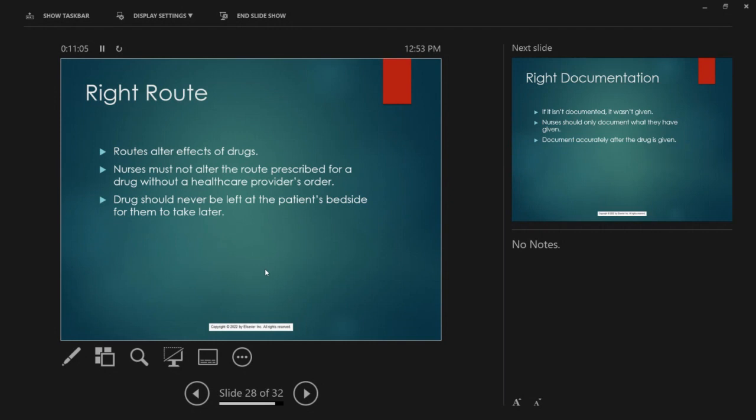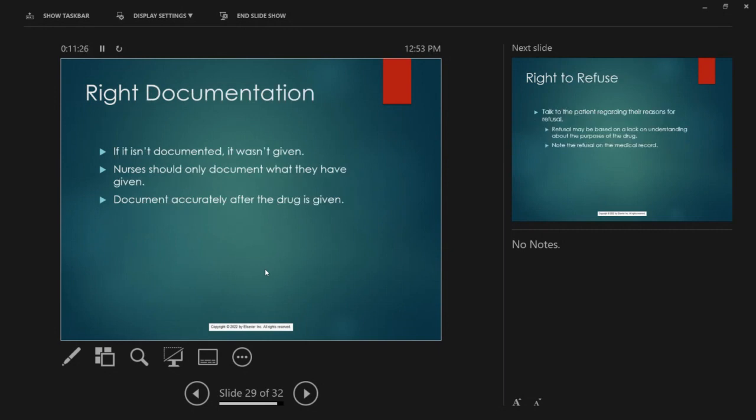The drug order needs to state how the drug is to be given. This is the route of administration. The oral route is the preferred route if the patient is oriented and can swallow without choking. For patients with breathing problems like asthma, drugs that were previously given orally can now be given by an inhaler.